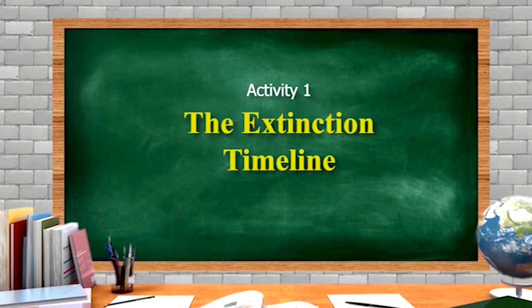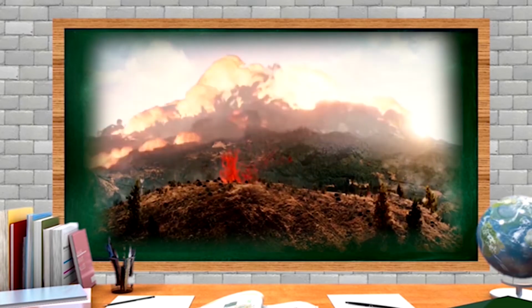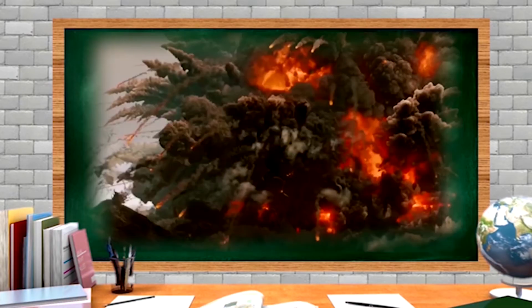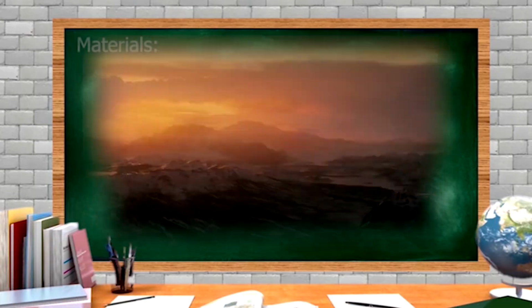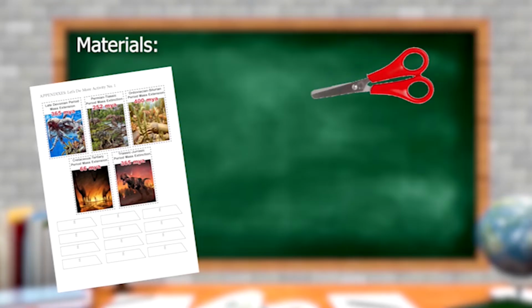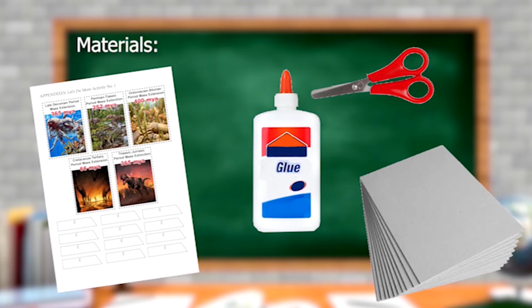Activity 1. The Extinction Timeline. Let us travel through biological history by making a timeline and realize how the world has changed and evolved to what kind of planet we have today. Prepare your materials and let us travel back in time. Materials: photos of mass extinction, scissor, glue, board paper.